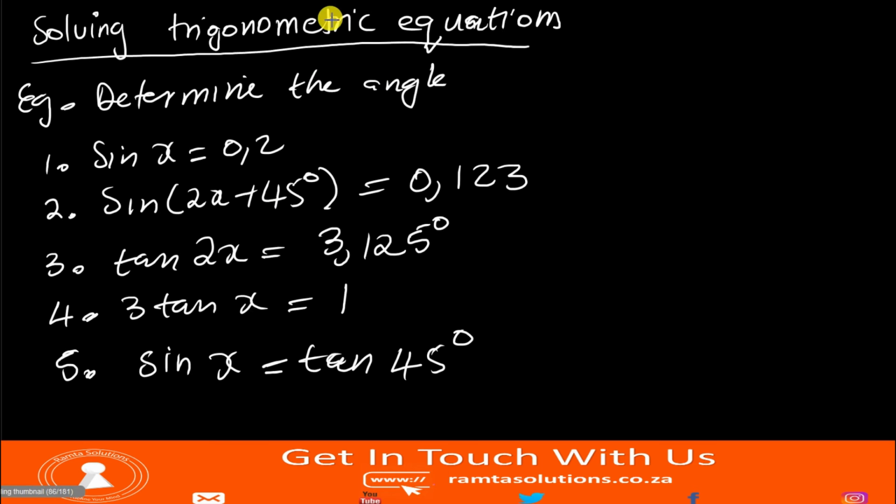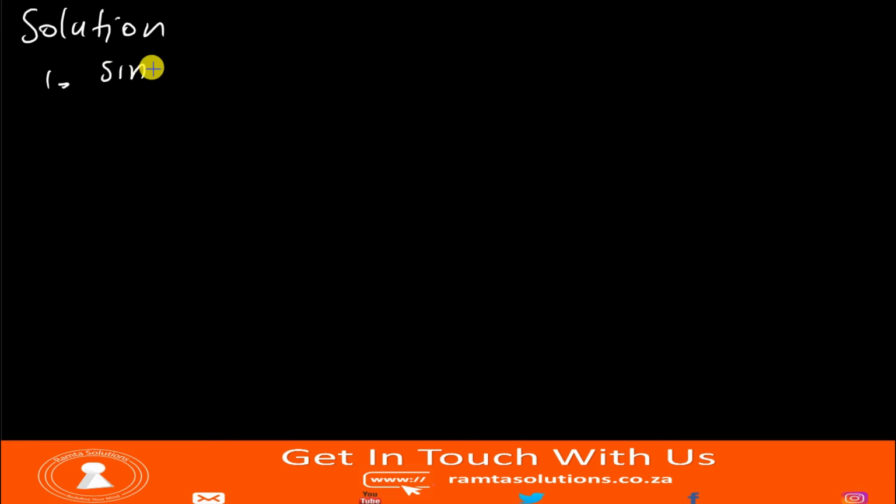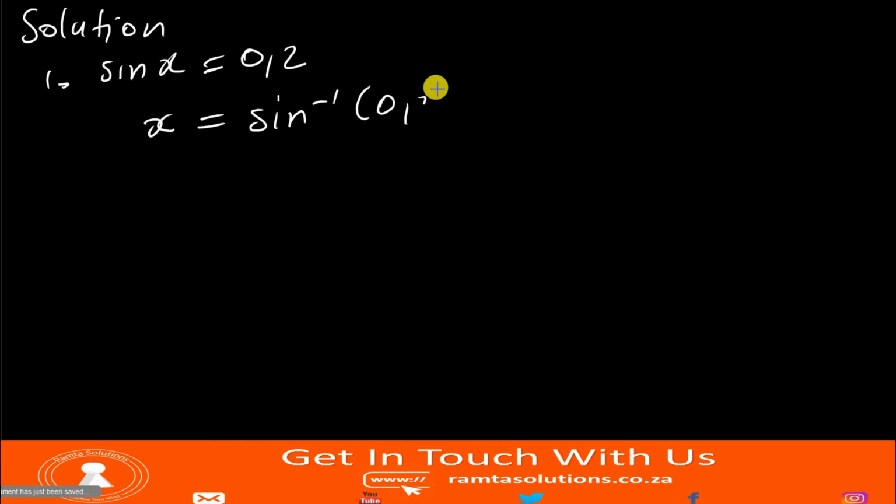Our solutions. Now our solution, number one: we said sine x equals 0.2. What you will simply say is x equals sine inverse of 0.2, which is, let's see.